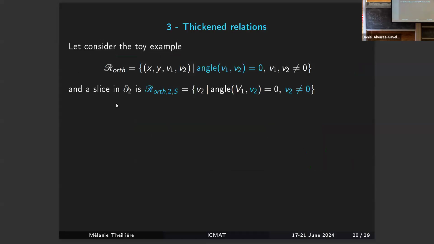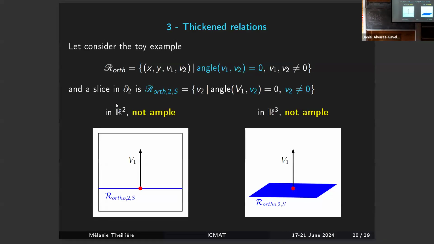And I would like to talk again about one kind of example, when we thicken some relation. So let's first consider as a toy example the following relation, where we just check whether the two derivatives v1, v2 are orthogonal. We just want the angle. Why did I put 0? I would like to put pi over 2. I'm too tired, so okay. Imagine it's written pi over 2 instead of 0 for orthogonal. Sorry. And the slice, I will draw it.